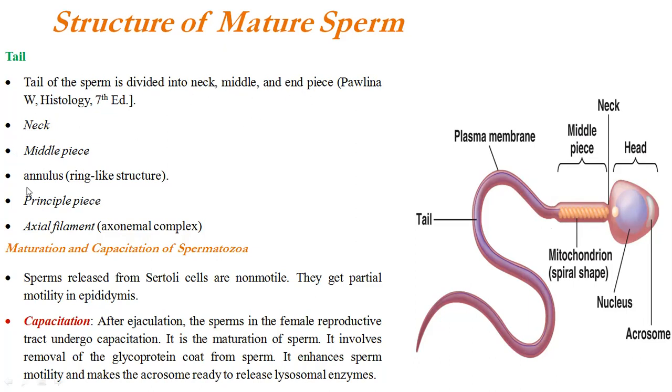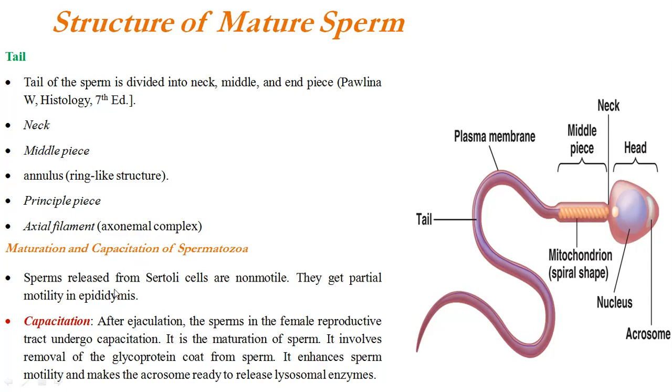Okay, so the tail of the sperm is divided into neck, middle, and end piece. So neck, middle piece, and annulus, which is a ring-like structure. Okay, principal piece. Then we have axial filament. Okay, then axonemal complex.